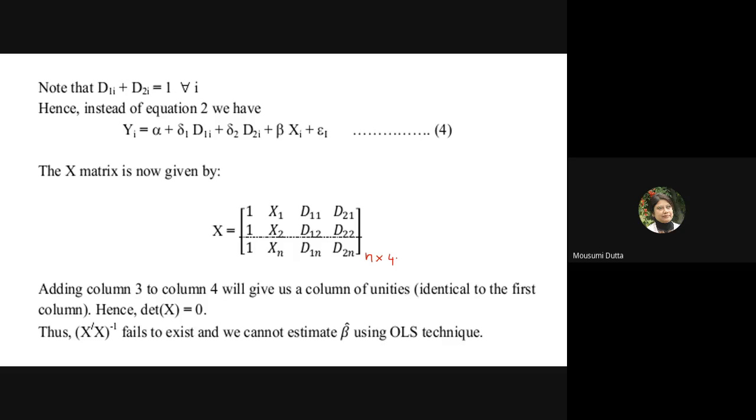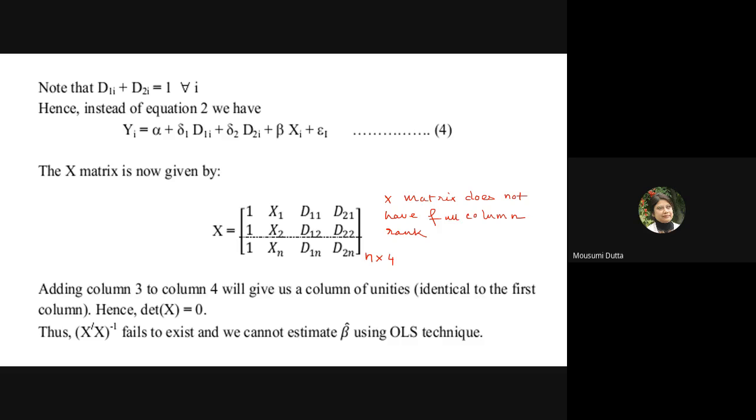The non-singularity property will not hold. The determinant of X will become 0. So X does not have the full column rank. This is one of the very important assumptions in the context of k-variable analysis. All the columns in the X matrix should be independent of each other.